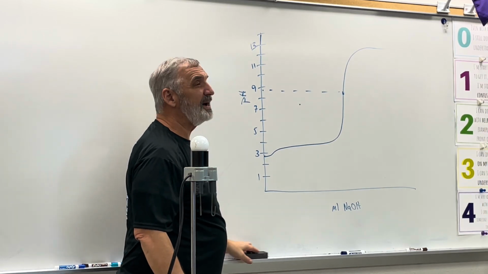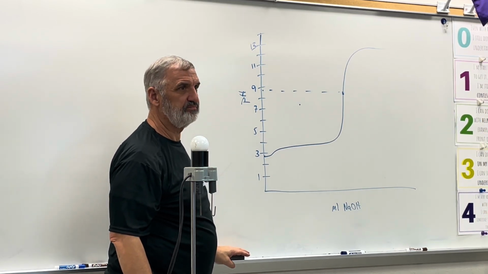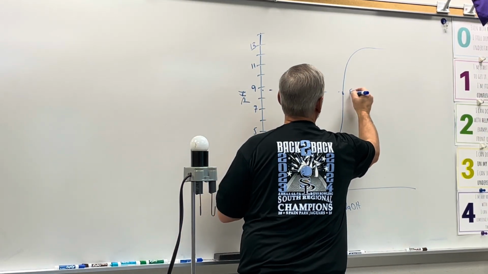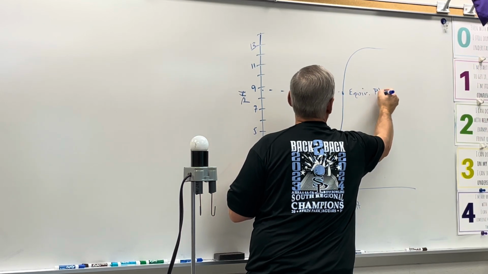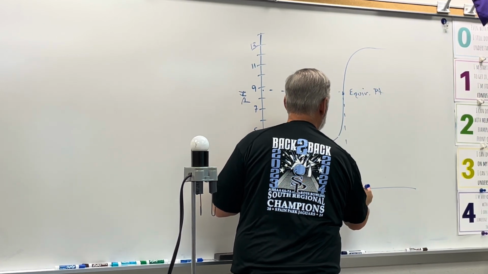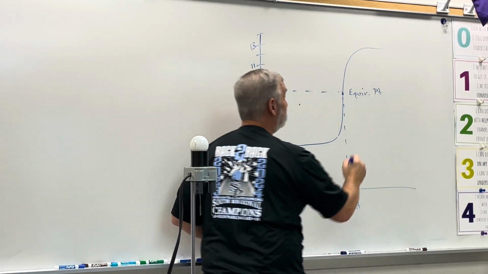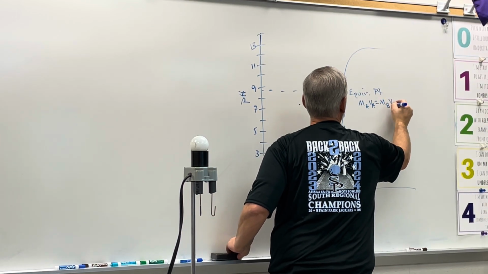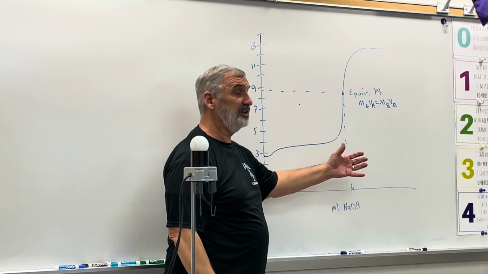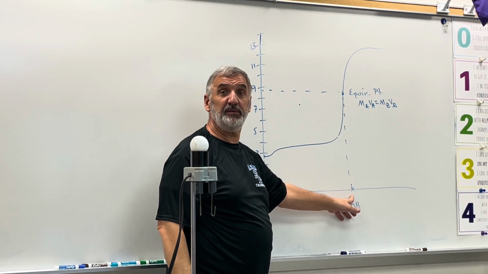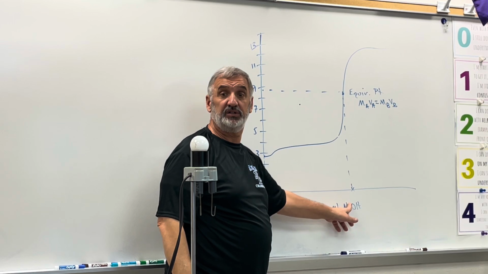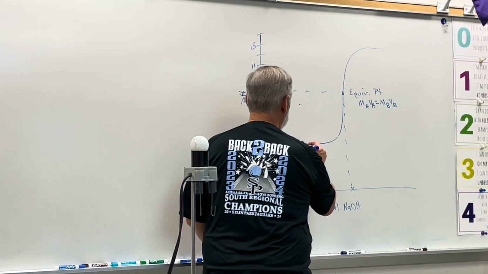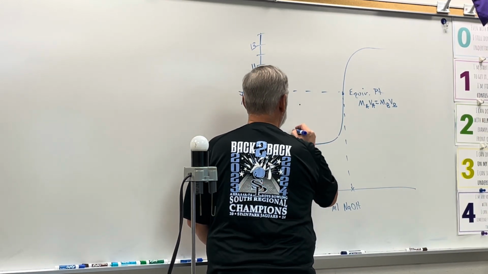Now, where's my half equivalence point? Half of it is halfway between. This is my equivalence point. So again, when I come down here, this is the number of milliliters. So this is where MAVA is equal to MBVB. That's how I figure out the exact volume of the base that it took to neutralize. Now, my half equivalence point is going to be right here. This is the half equivalence point.